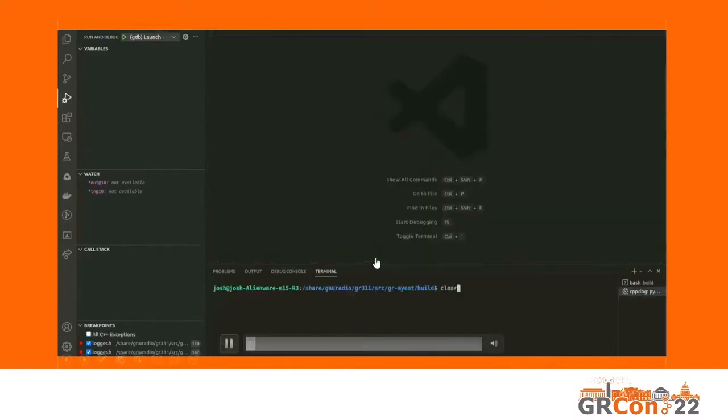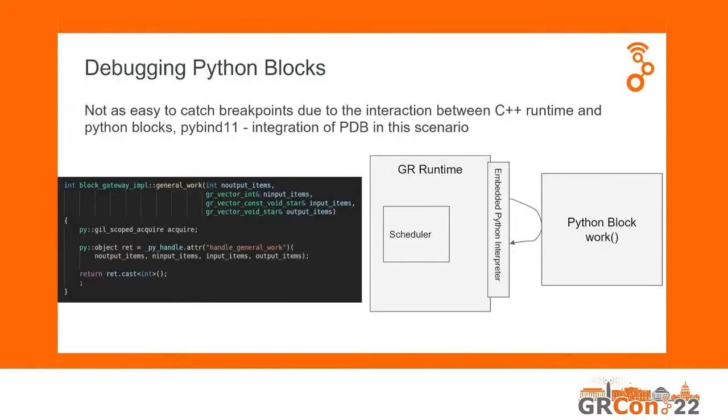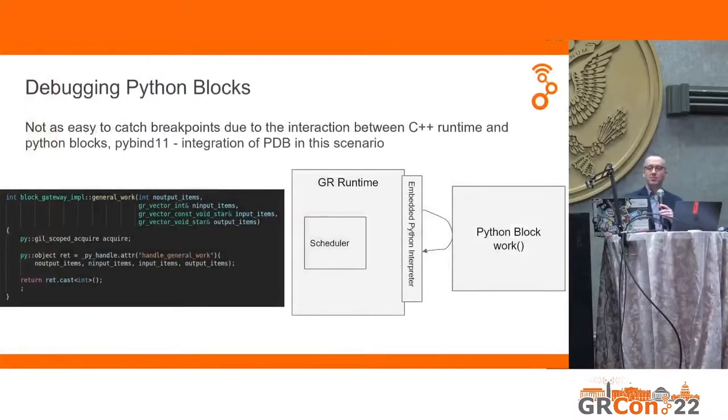All right. So debugging Python blocks is more complicated. The reason for this is the way this is integrated into GNU Radio. The GNU Radio runtime, all written in C++, has an embedded Python interpreter that, using PyBind11 magic, calls out to the Python block work methods. So you can debug it. I've gotten it to work once, sort of.